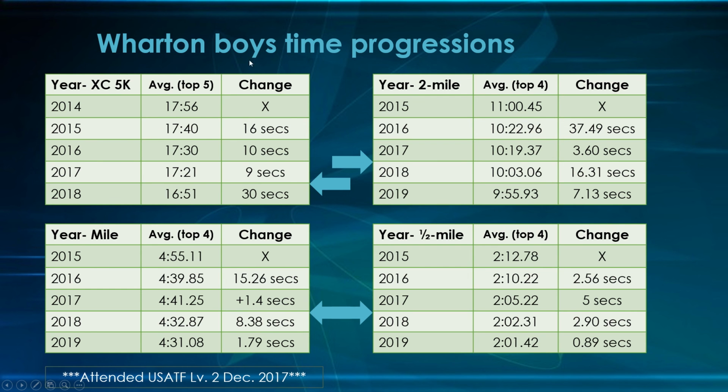These are the Wharton boys' time progressions over the last number of years, and the arrows are pointing to after I went to Level 2 and accepted this training and did these more easy pace runs for the 5K, the 2-mile, the mile, and the half-mile. And as you can see, there are huge jumps when I just had them run easy, do these easy pace kinds of runs, so that all those desired training adaptations that I was just mentioning in the last slide can actually happen, and they can use them better in the race and in some of the harder workouts that you have later on too.